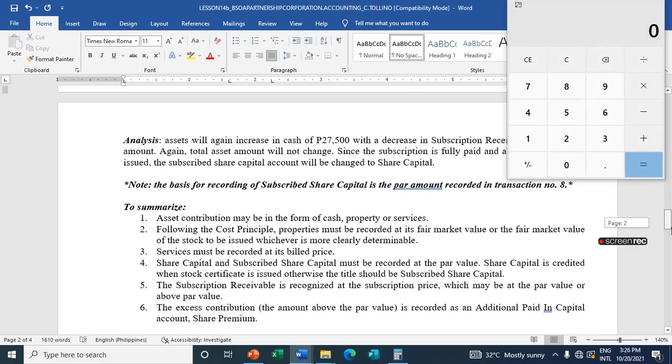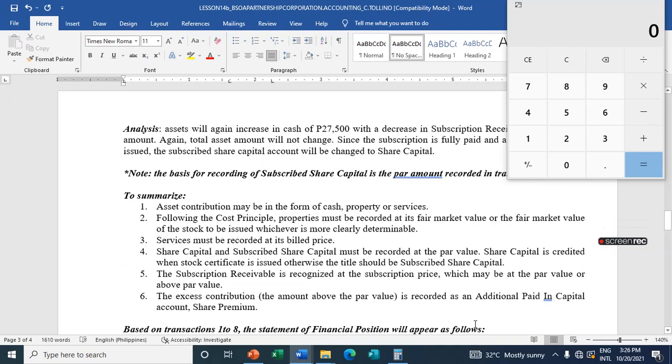To summarize, number 1, asset contribution may be in the form of cash. Take note of these. Number 2, following the cost principle, properties must be recorded at fair market value, like the land acquired earlier at 750,000, or the fair market value of the stock to be issued, whichever is more clearly determinable. So whatever the fair market value is at that time is what you use. That is the amount you declare.